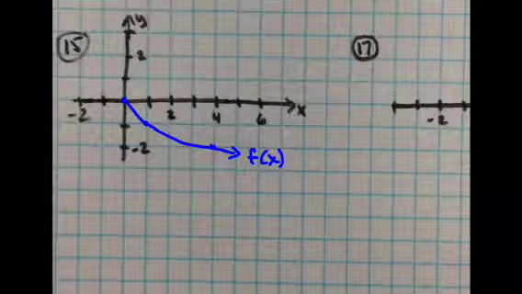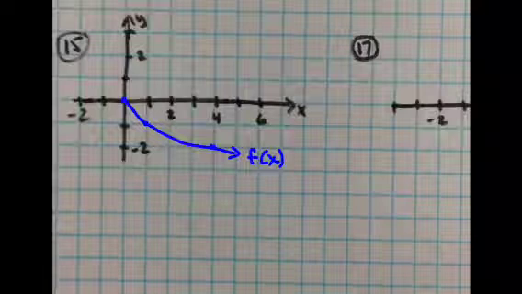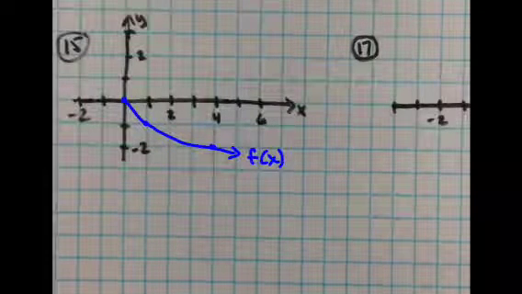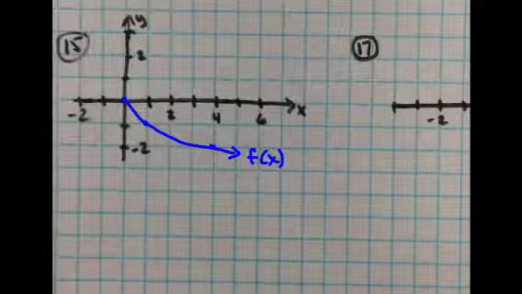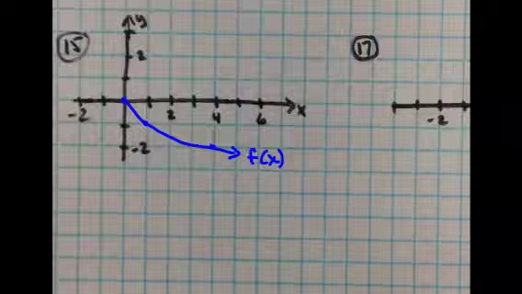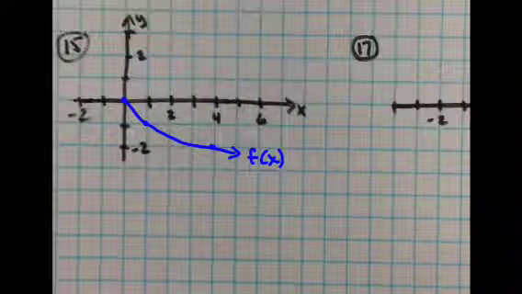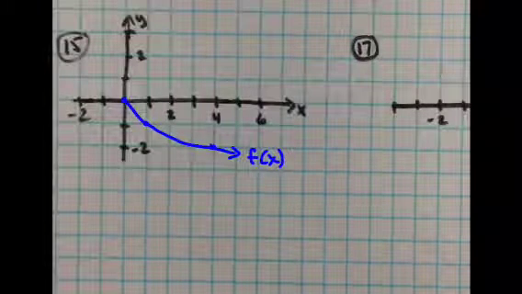Okay, so 15, f of x is already on the graph. Notice how because of the negative in front of the radical, there's a reflection over the x-axis. So I've got the point 1, negative 1, and 4, negative 2 on the graph. 0, 0 remains 0, 0 because 0 isn't positive or negative, so it stays put.